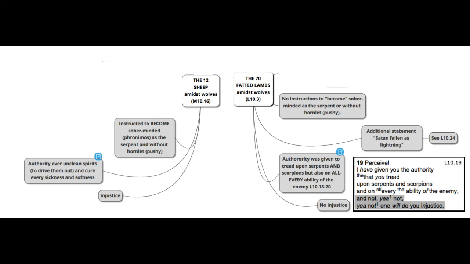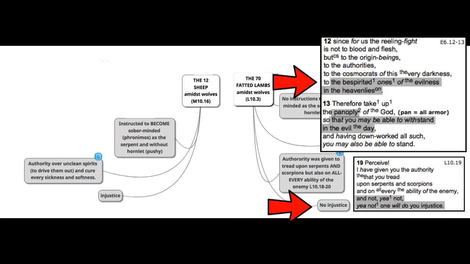So, in wrapping up this video, let me make my last point here in comparing the 70 with the 12, where again, when Jesus stated, I have given you the authority that you tread upon serpents and scorpions and on all every ability of the enemy, he also stated, and not, yea not, one will do you injustice.